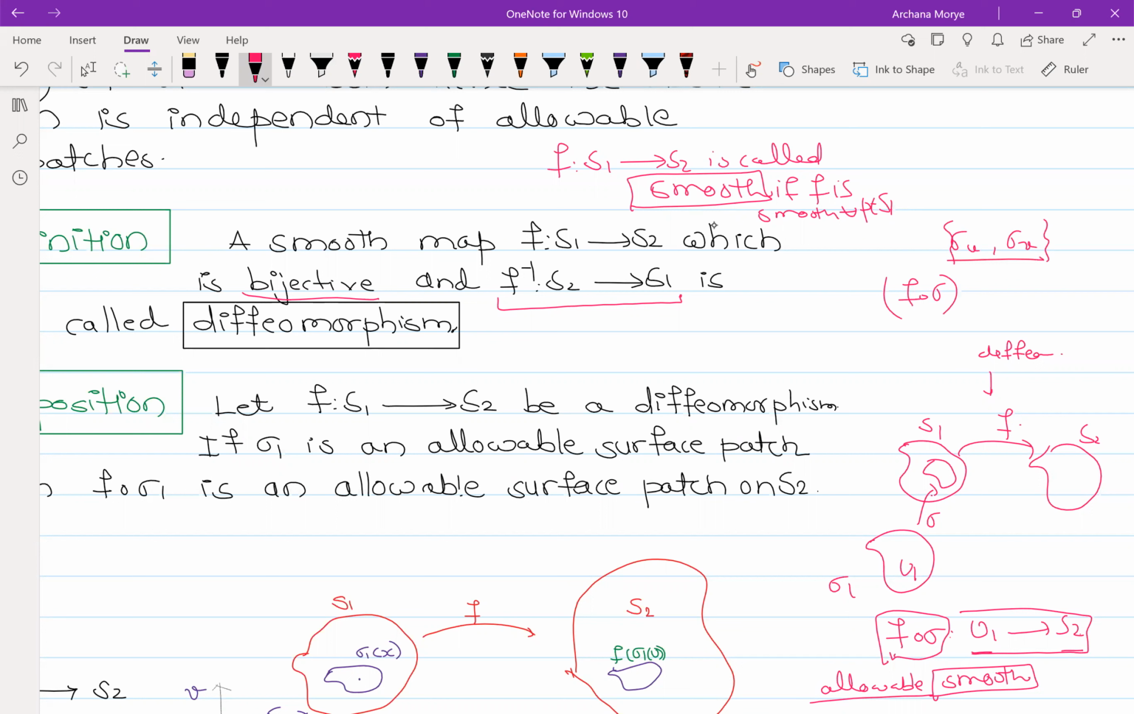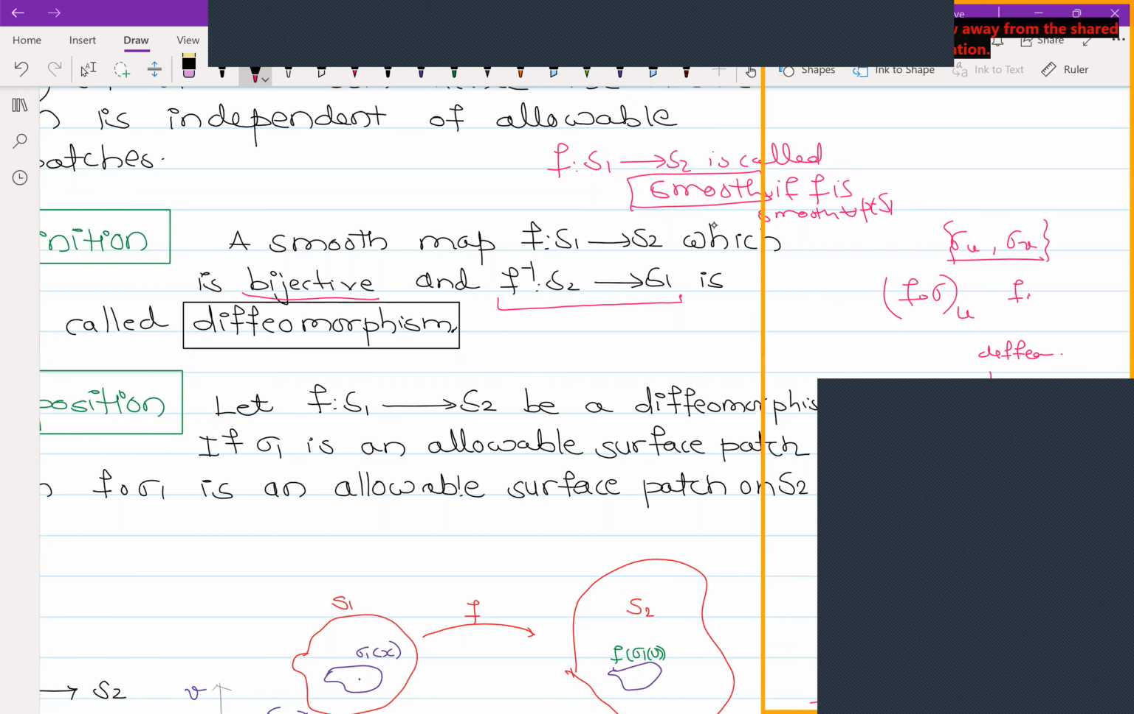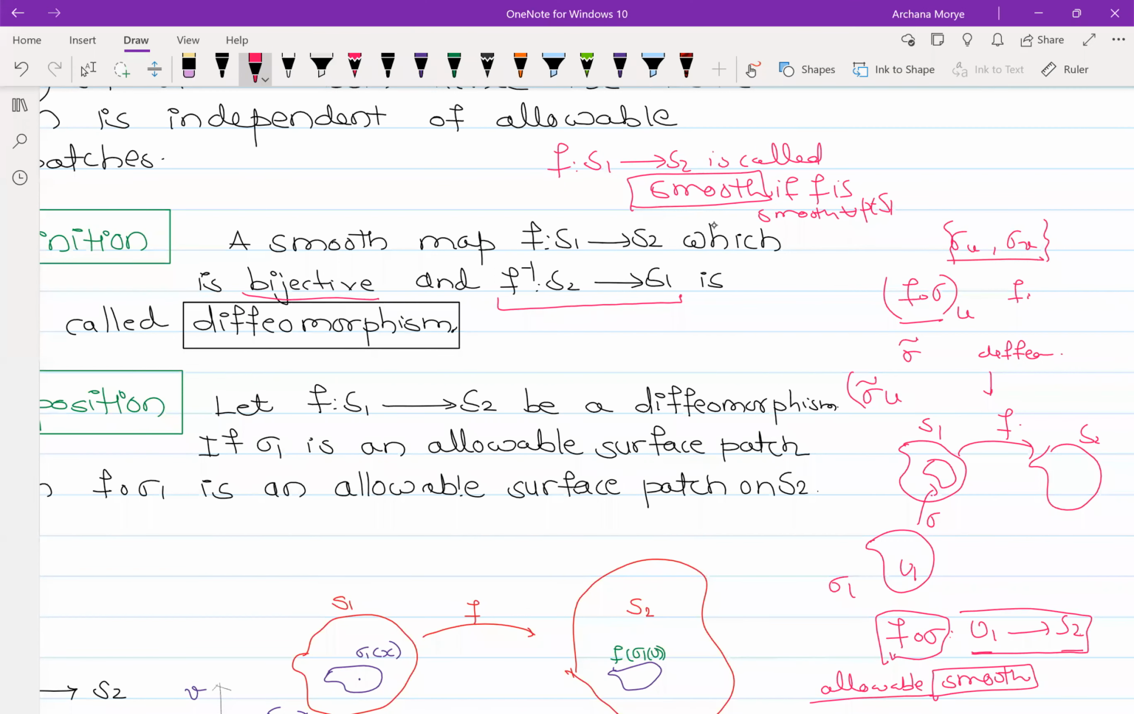So now suppose you take F composed with sigma. Here this is my sigma tilde, right? So I need to show that sigma tilde u and sigma tilde v are linearly independent. What is given to me is that F is a diffeomorphism. So whenever you have a diffeomorphism, in general what happens?